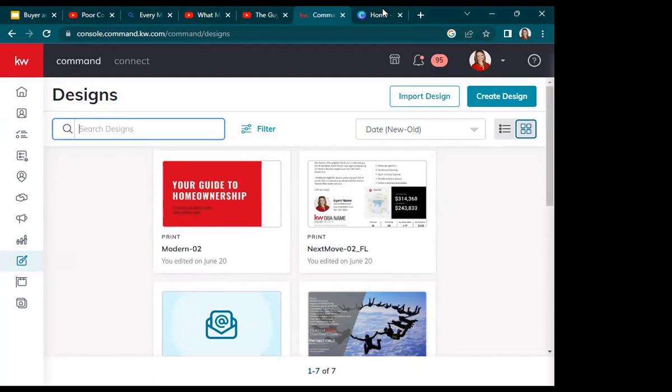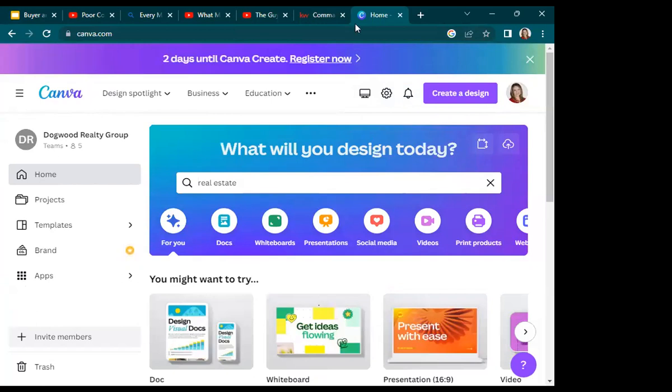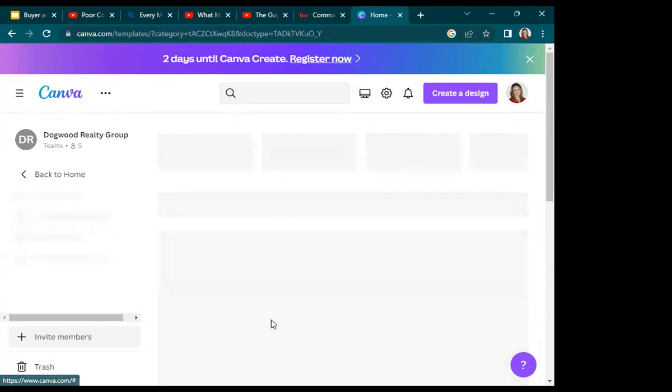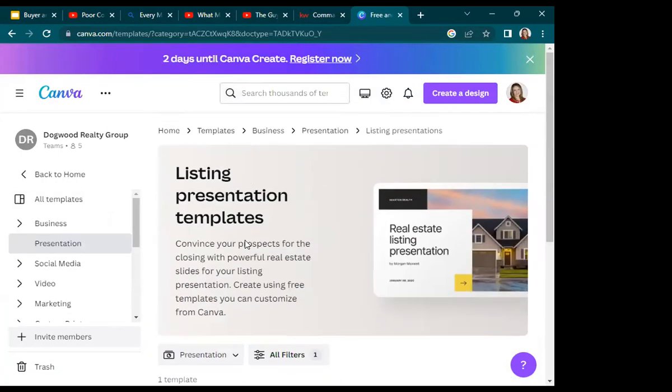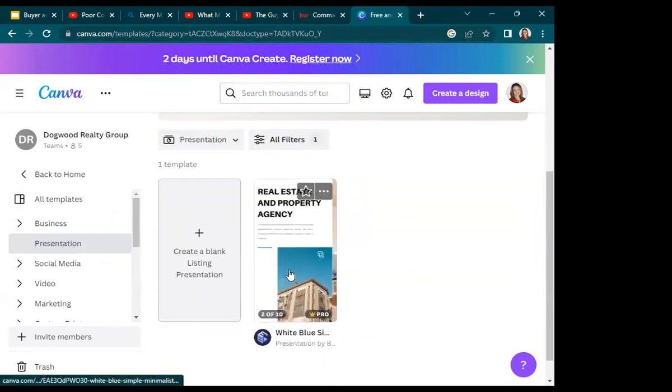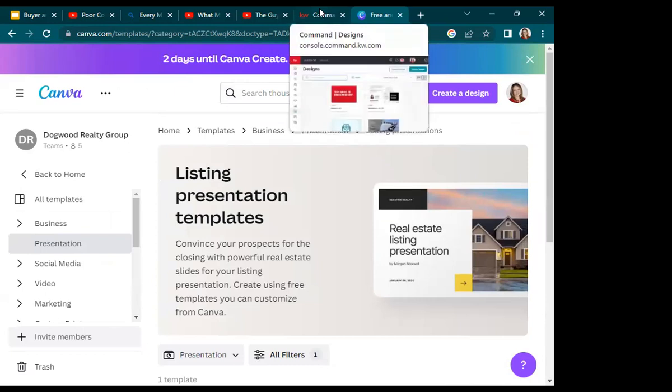And then we also have at our disposal Canva. You can have a free login here, and you can actually type real estate in, right? Look, listing presentation. Listing presentations. You can find it in Canva too. Okay? So there's lots of tools that already have it created. Don't reinvent the wheel. Just add what you want to make yours special.